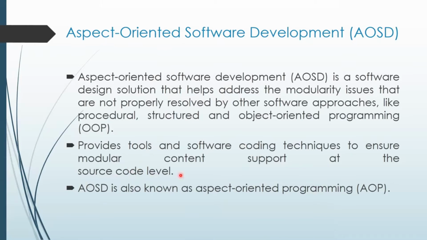Source code level means whatever coding we do, whatever coding we start, that is known as source code programming. At the source code level, by using some tools, it is going to find and address the issues alone. It is not going to solve them; it only finds and addresses where the issue occurred. AOST is also known as aspect oriented programming. Make a note of this, it can be asked in a question.